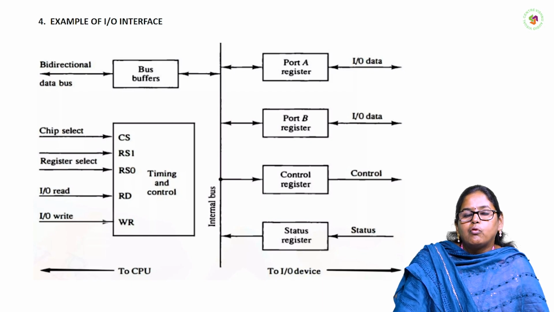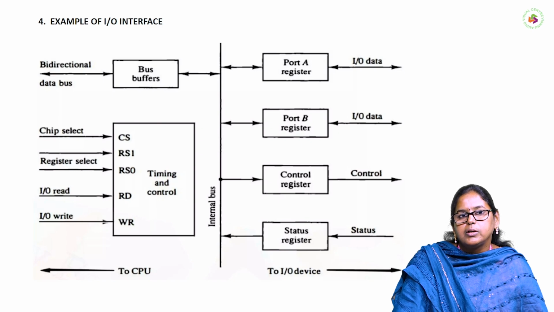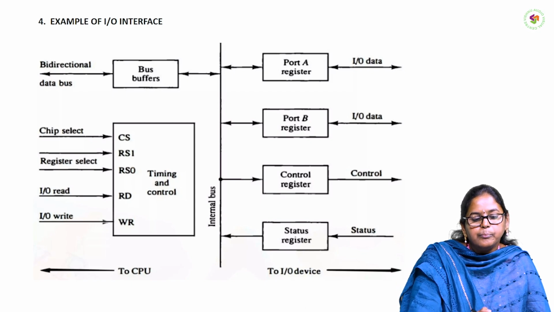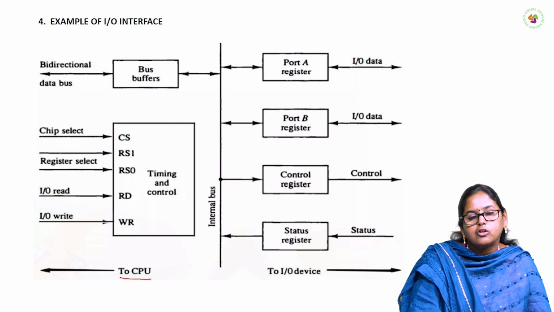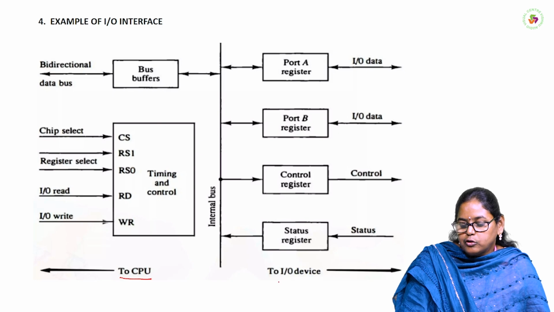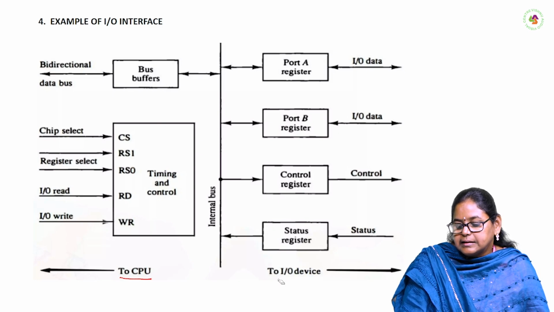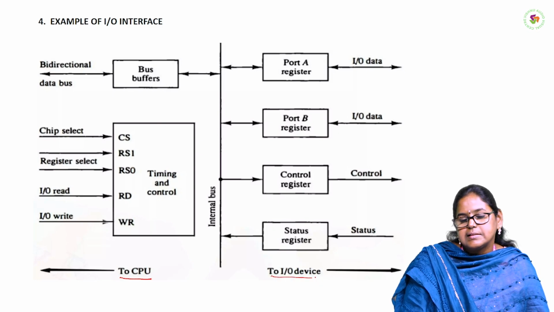Depending upon what operation it is going to be doing. If it is going to be performing IO read operation, then that particular IO read line will be enabled. If the CPU wants to perform IO write operation, then IO write will be enabled. So you can see the bidirectional data bus at the bottom is connected to the CPU, and towards the right side, it is connected to the IO devices.